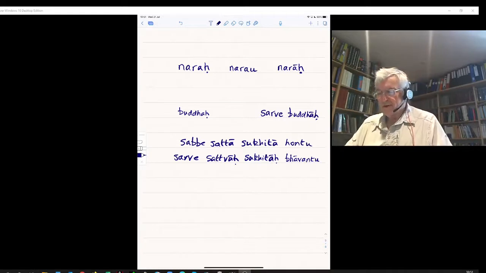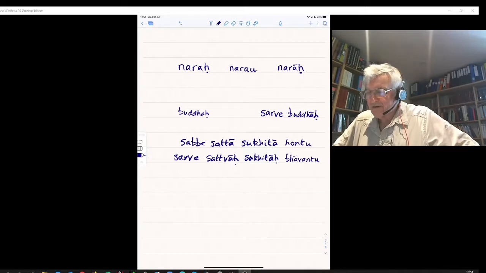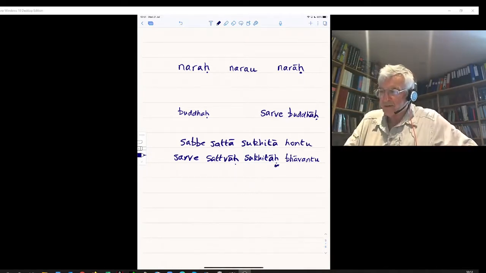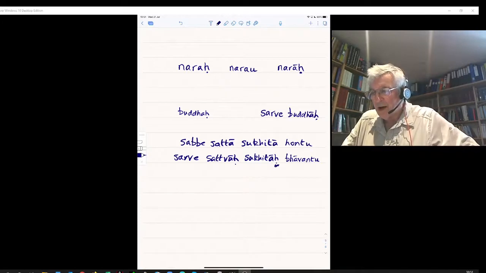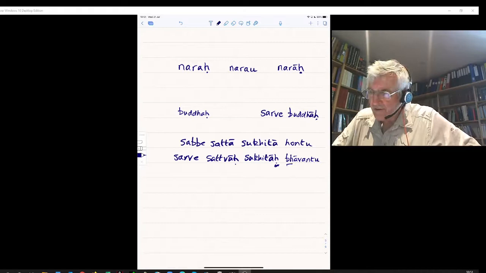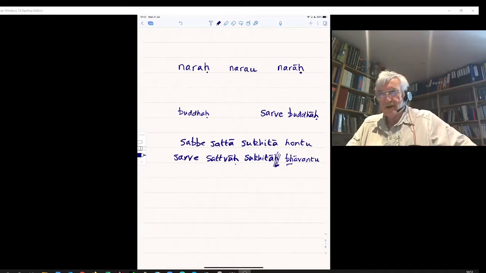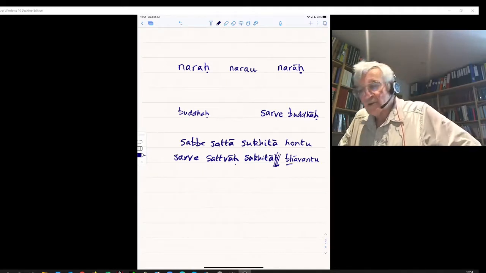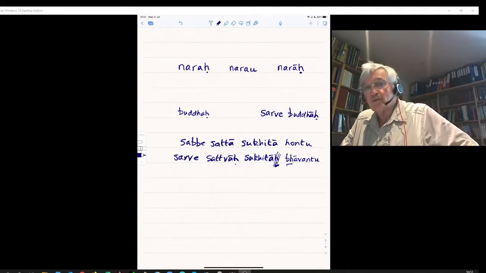Those of you who've read a bit further will say, the sukhitāḥ, this visarga, this h at the end of sukhitāḥ ought to be dropped. Correct, it should, because it's followed by a long ā, followed by a voiced consonant. One of the rules of sandhi, it drops that visarga. So sarve sattvā sukhitā bhavantu.